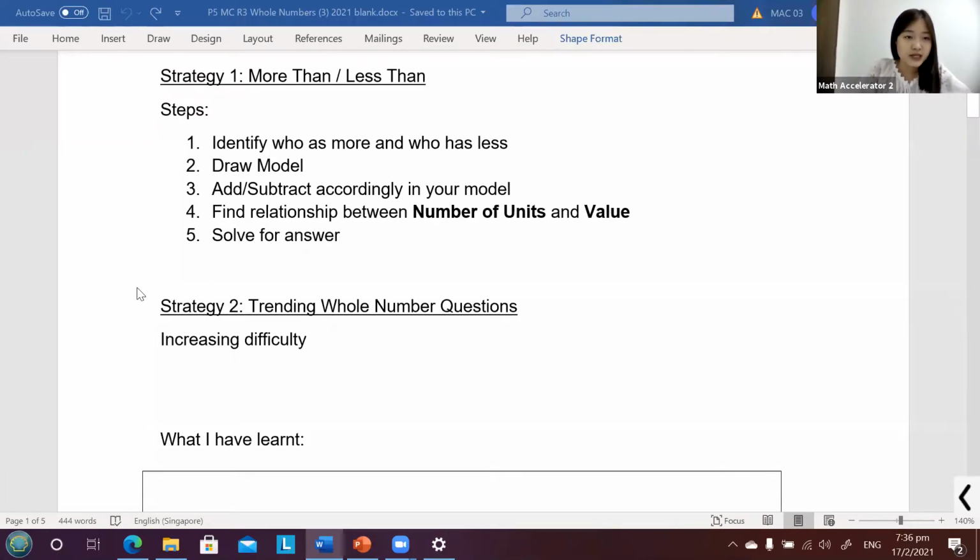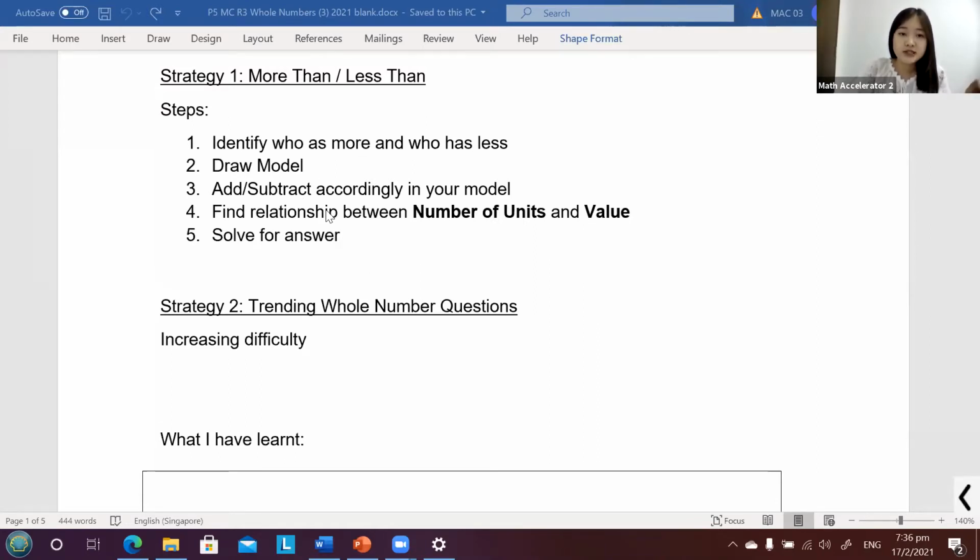The method for this type of question: first of all, you need to identify who has more and who has less, depending on the question. Then you draw the model, and add and subtract accordingly to your model. After that, you find the relationship between the number of units and the value. The value can be money, or it can be in terms of items. Then step 5, you can solve for your answer.